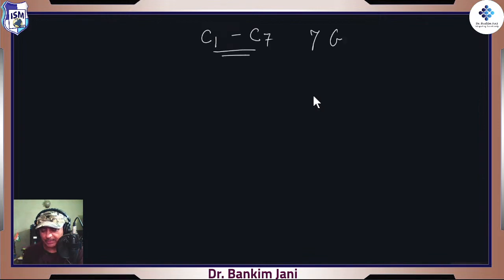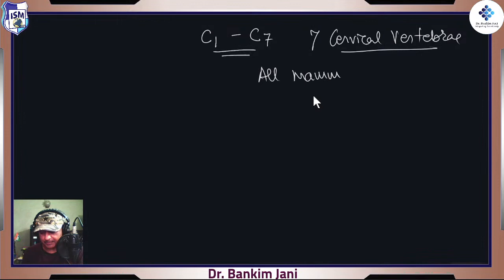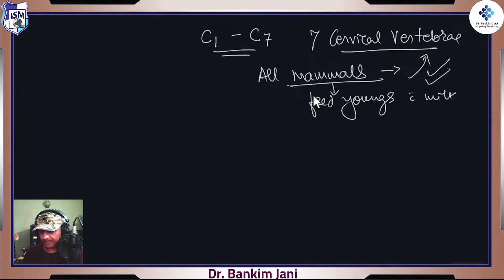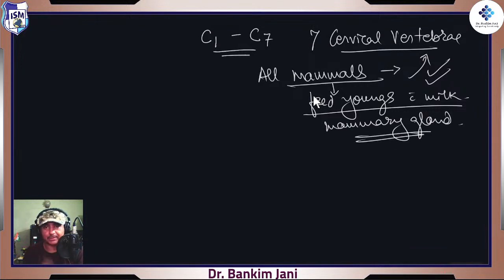Okay. So C1 to C7. That means 7 cervical vertebrae. Now you'll be surprised that almost all mammals have 7 cervical vertebrae. Mammals are those who feed their young with milk, which means they have the mammary gland. So they have 7 cervical vertebrae.